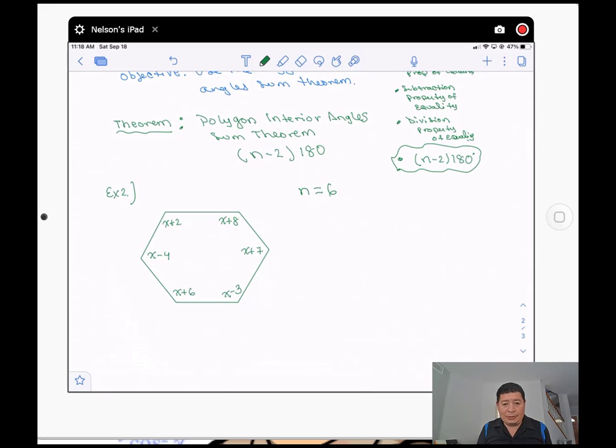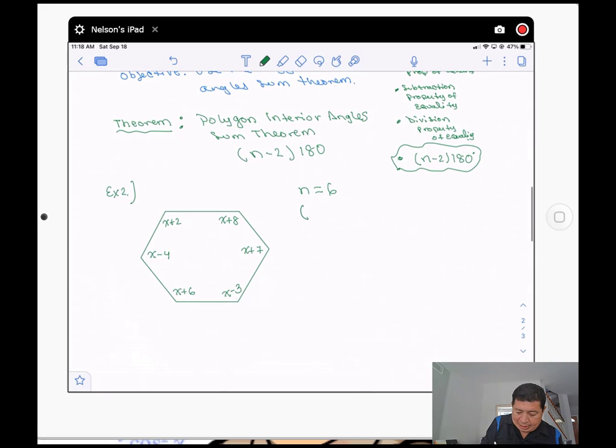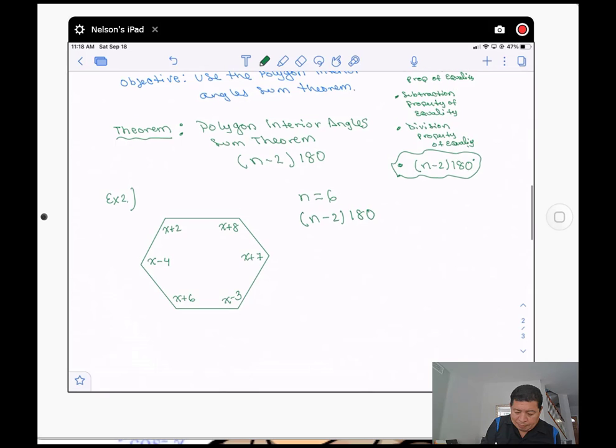So the first thing that I need to determine is the sum of all angles. And so what I'm going to do is I am going to replace the value, the n, with a 6. So this over here is going to make 6 minus 2 times 180. 6 minus 2 makes 4. And then we are going to multiply that by 180.